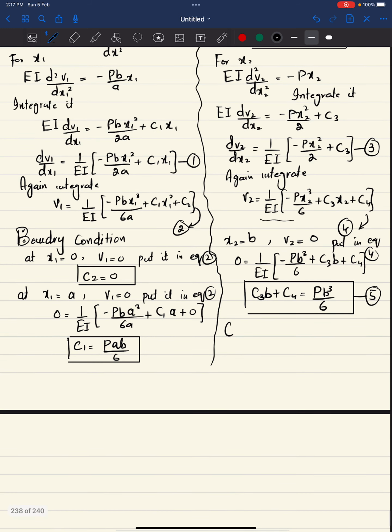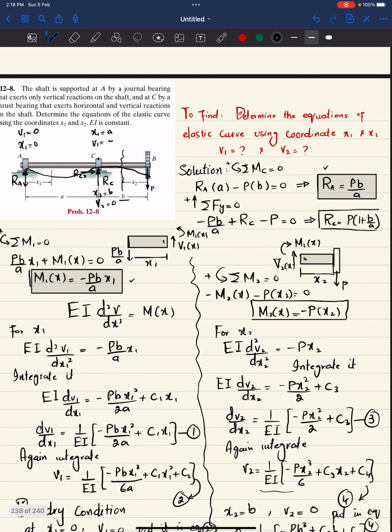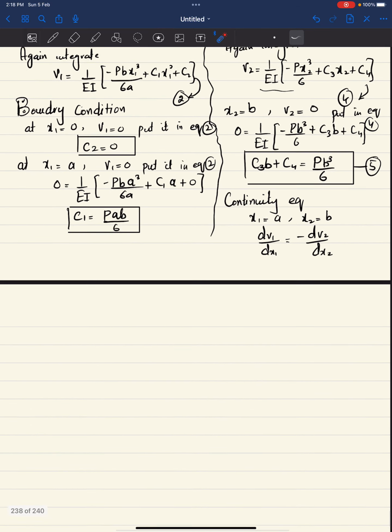Now we will use the continuity equation. So what is the continuity equation? The continuity equation is that at x1 equal to a or x2 equal to b, we have dv1/dx1 equal to minus dv2/dx2. I will show you here. This is the point where we have x1 equal to a and x2 equal to b. Here the slope will be the same, but one is in the clockwise and the other one is in the counterclockwise direction. So this is the continuity equation.